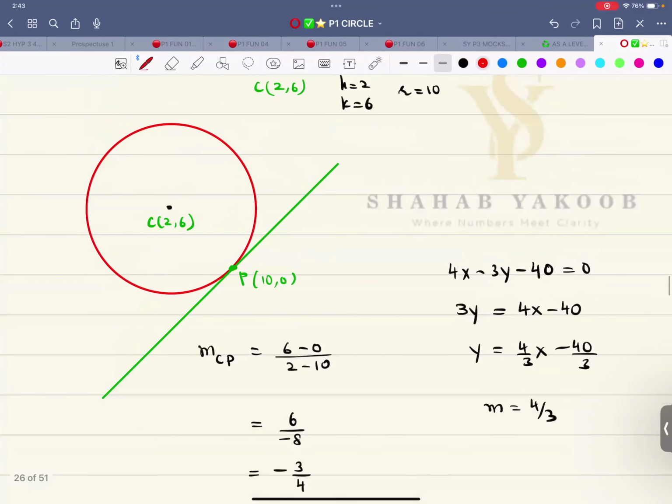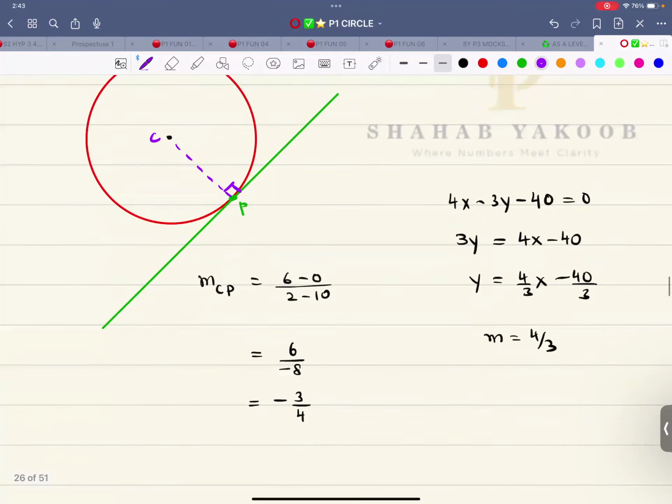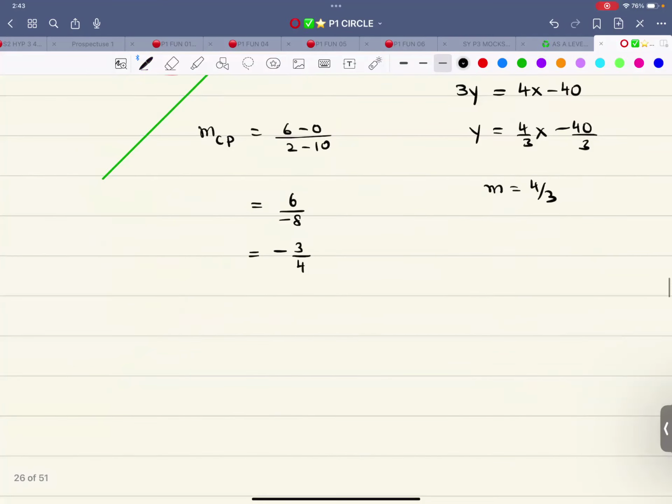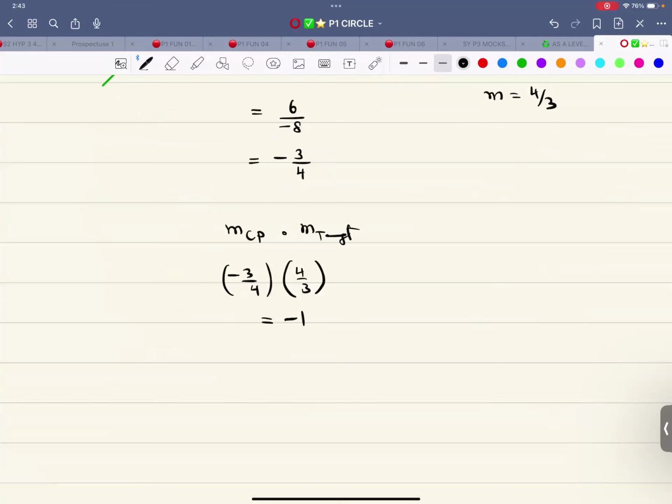So now this is the gradient of PC that goes like this. Let me erase this so that there is no distraction. Let me write C over here. I have to prove that CP is perpendicular to this line. So I have the gradient of CP times the gradient of the tangent. This is negative 3/4 times 4/3. That is giving me negative 1. Yes, I have proven the fact that CP is perpendicular to the tangent.